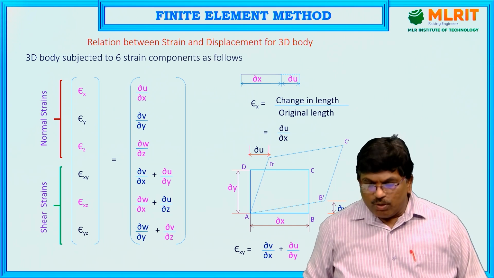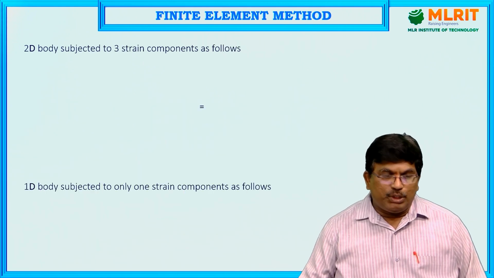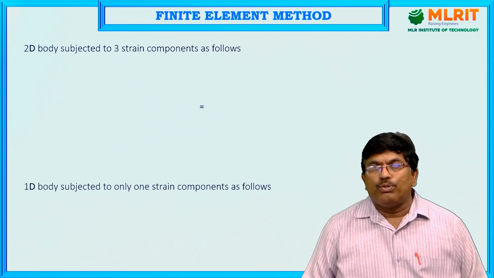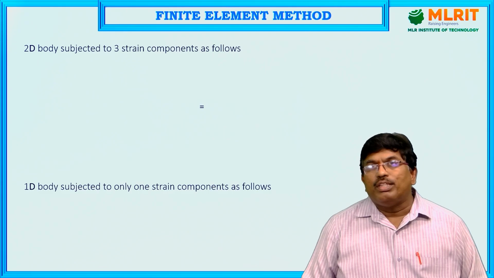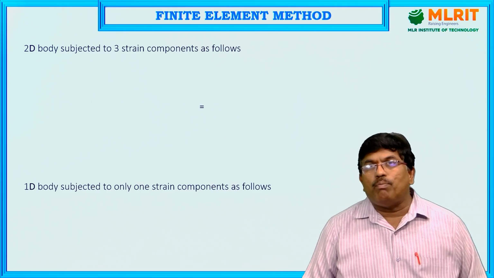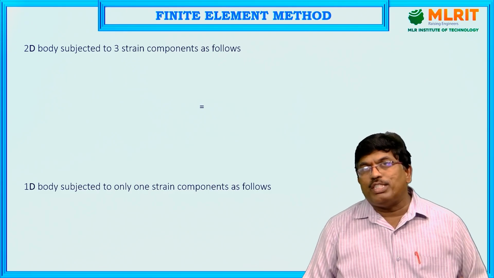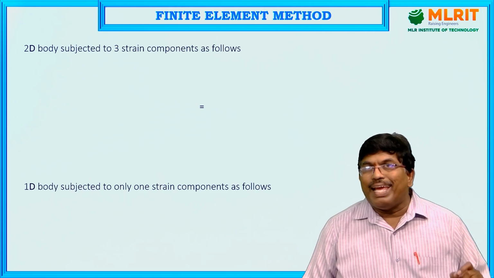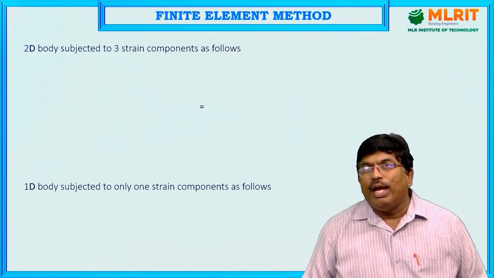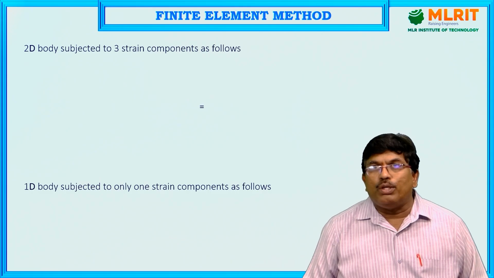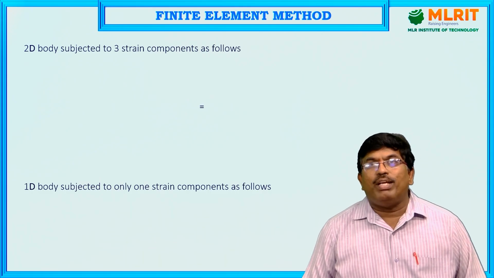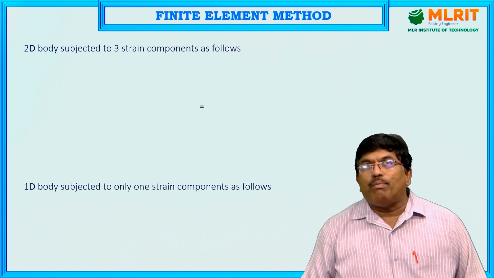So next we can go with the two-dimensional body. In a two-dimensional body, all the z components become 0. So we take the previous one, the three-dimensional body. In the three-dimensional body, all z components will become 0. That means epsilon z equals 0, epsilon xz equals 0, and epsilon yz equals 0. Then the remaining ones will be used as the strain and displacement relations for the two-dimensional body.